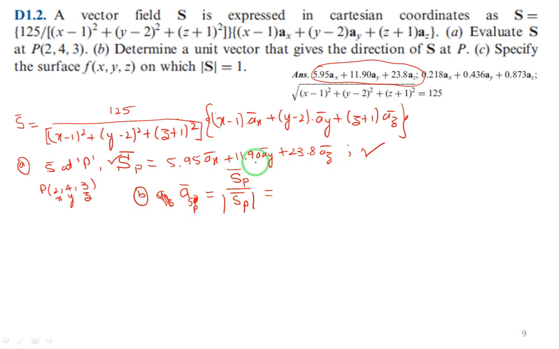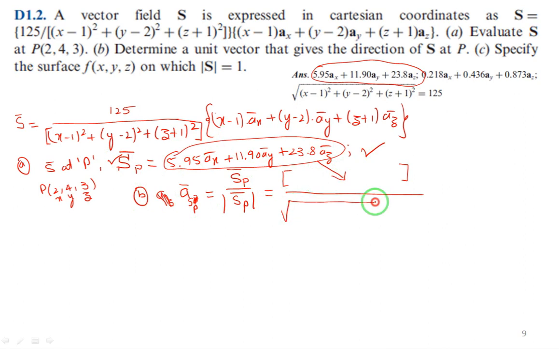Here S vector at point P is the same thing, so I'll put the bracket around this entire thing, divided by the magnitude. You know how to calculate the magnitude: under root of 5.95 whole square plus 11.90 whole square plus 23.8 whole square. So you will get the unit vector, and if you simplify it, you will get this answer here.